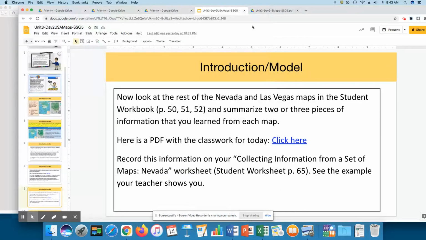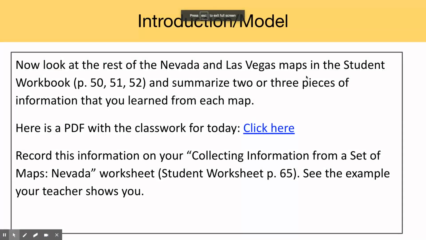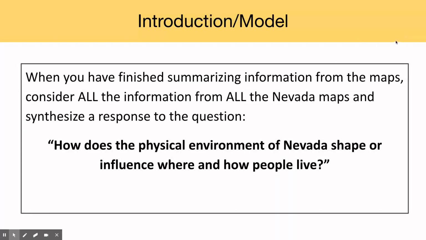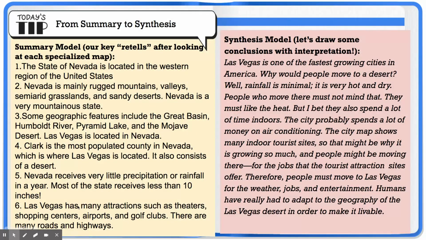Now let's return to our focus on taking these summary points and turning them to a synthesis statement. So again, when we're finished summarizing all the information from the maps like we just did, we want to now consider all the information and respond by creating a synthesis to our question. Our question is, how does the physical environment of Nevada shape or influence where and how people live? So let's break this down.